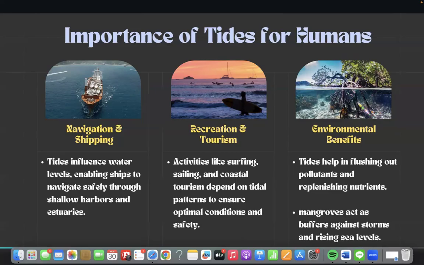And of course, tides also help in flushing out pollutants and replenishing nutrients. One of the most popular examples would be mangrove trees, because they act as buffers against storms and rising sea levels.